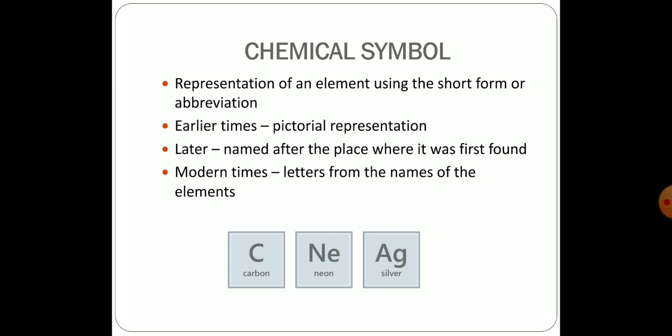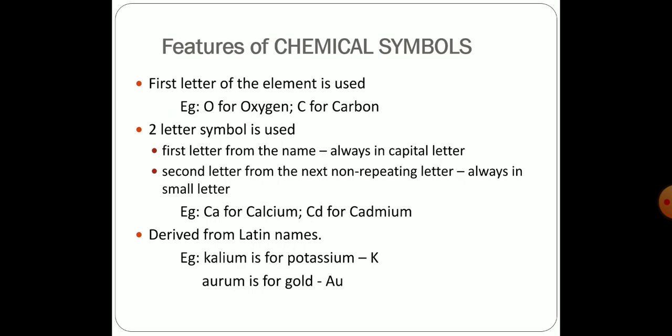Okay. Now in modern times we are taking the letters from the names of the elements. Now how are we going to give the symbols? There are three ways. First way is that it can be taken from the first letter of the element. Simple example, you have O for oxygen, C for carbon. O is the first letter of oxygen, and C is the first letter of carbon. We take them as their symbols for oxygen and carbon respectively.